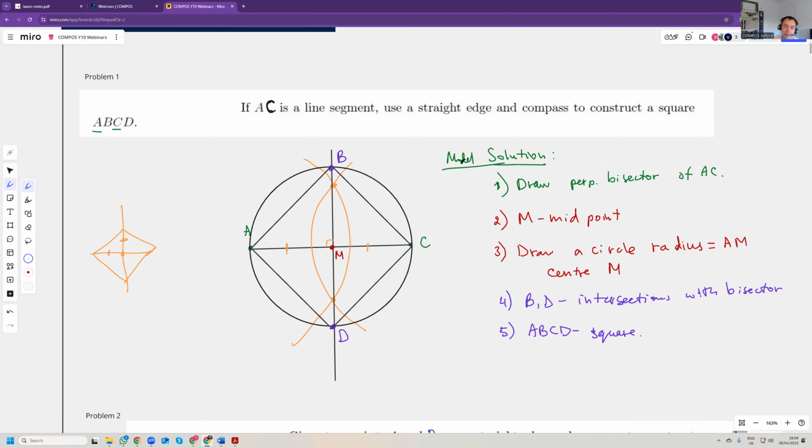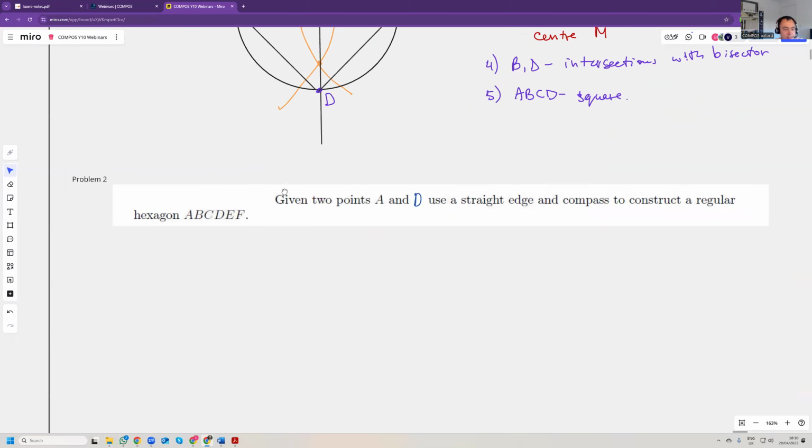Right? So this is a model solution of how you should format your answers in this assignment. Okay, so it should be clear what you're doing, each step laid out, not just a drawing. Okay. Hope that makes sense. And we move on to problem 2.